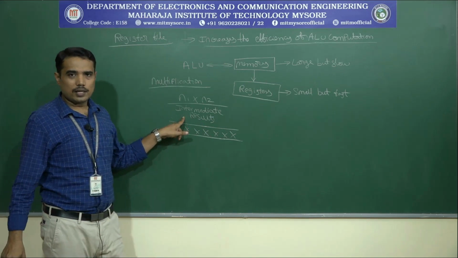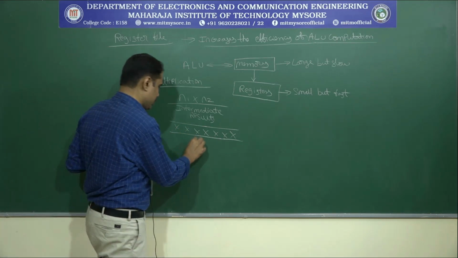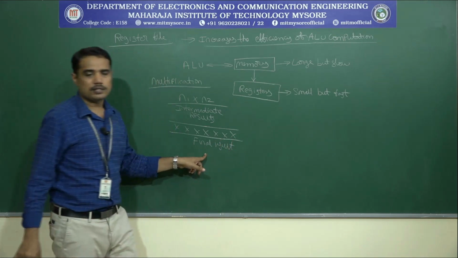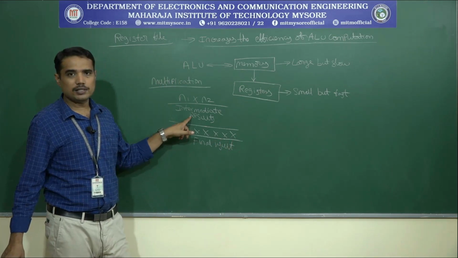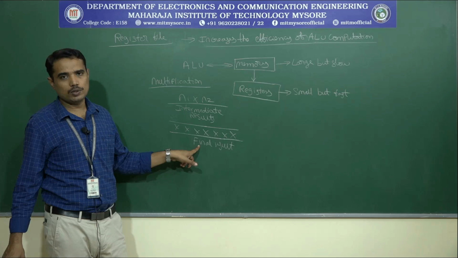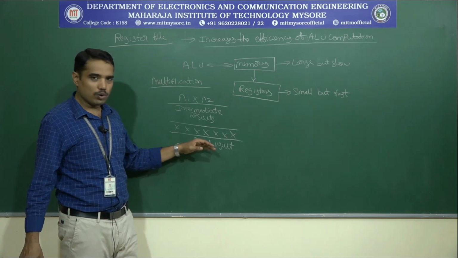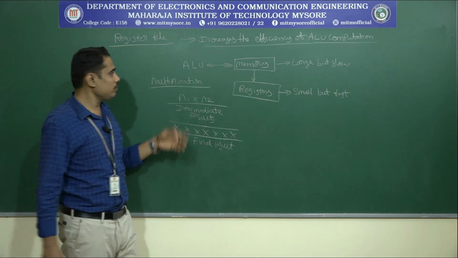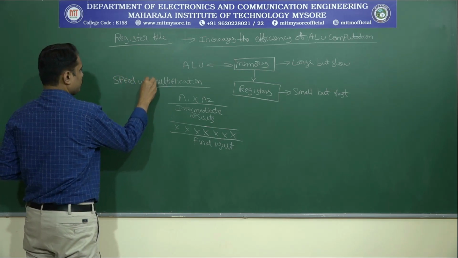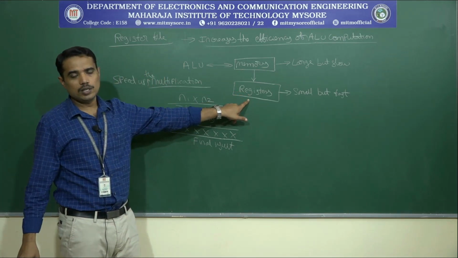If these intermediate results are available in a faster way, then the final result will be available in a faster way. If these intermediate results are available at a very slow rate, then obviously the final result will also be displayed in a slower time. So, in order to overcome this, or in order to speed up the multiplication process, the concept of register files is going to help.